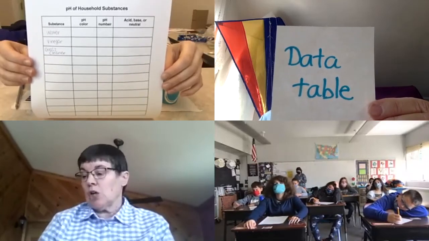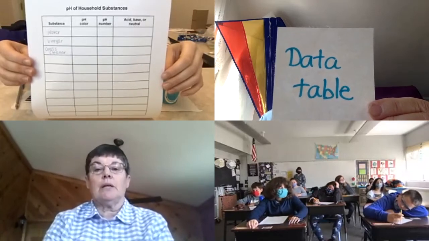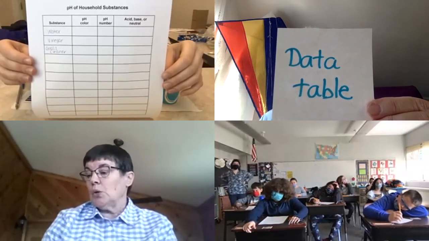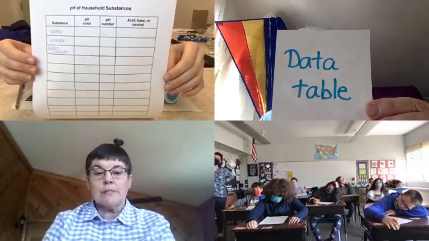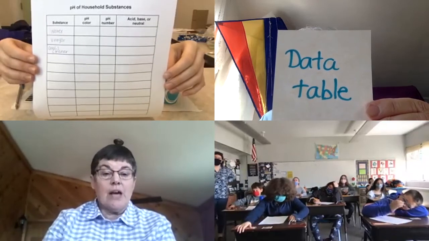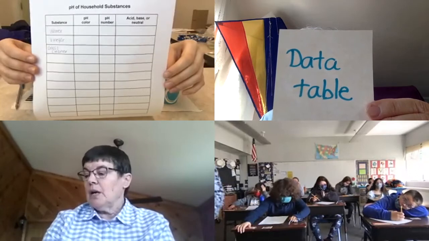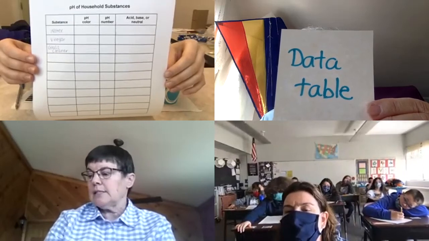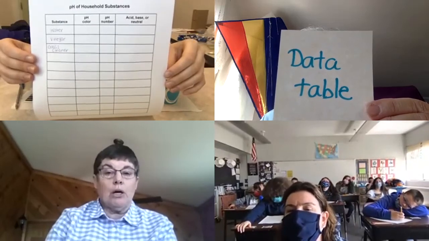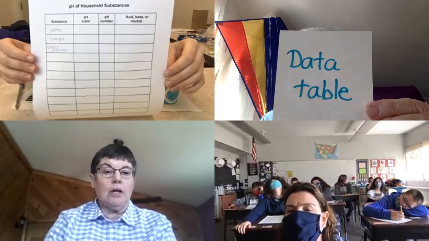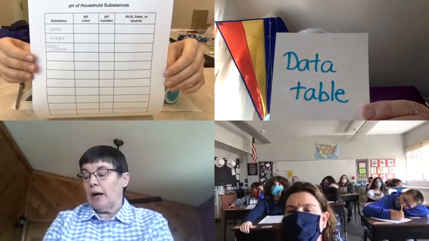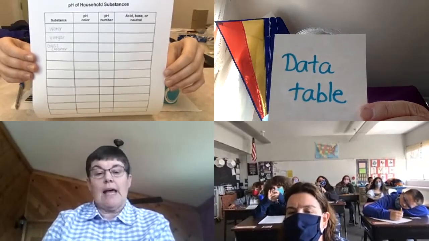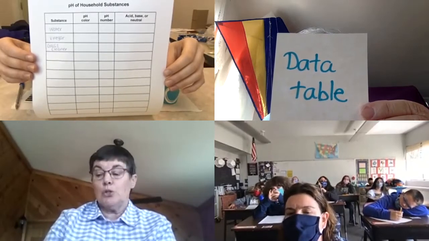So scientists, you always get your data table ready ahead of time if possible, which we have done for you this time. So you'll see we have 4 columns. First column is the substance. That's the liquid that we're going to test. Then we have the pH color, which you will write down after you do your first test. Then we have the pH number. You'll write down the number that goes with that color on your little color code. And then you're going to write in that last column if that, based on that color and number, is that substance an acid, a base, or is it neutral?